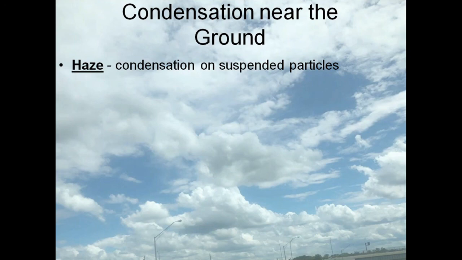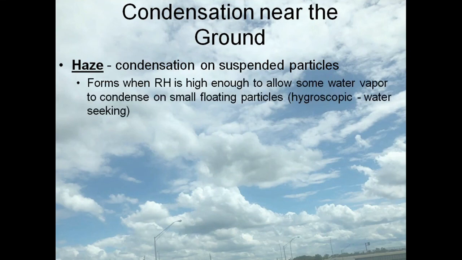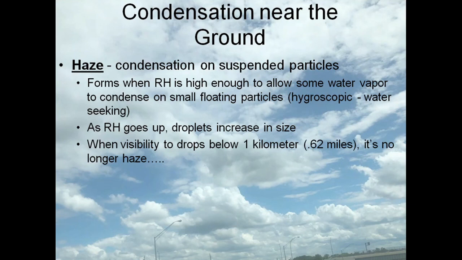Well, clouds are condensation on suspended particles. They form when relative humidity is high enough to allow some water vapor to condense on small floating particles, hygroscopic, water-seeking. As relative humidity goes up, droplets increase in size. When visibility drops below 1 kilometer, 0.62 miles, it is no longer haze. It's fog, basically a near-ground cloud.